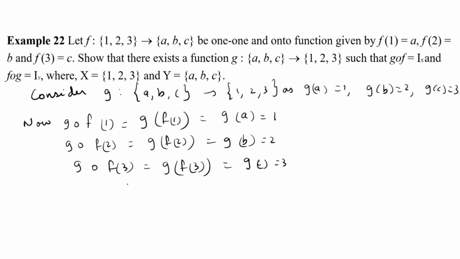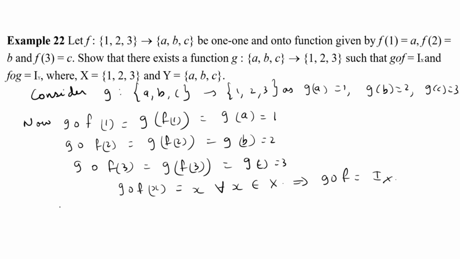So we can see that g of f of x is equal to x for all x belongs to x. Which means g of f is equal to ix. So that is the identity function on x.